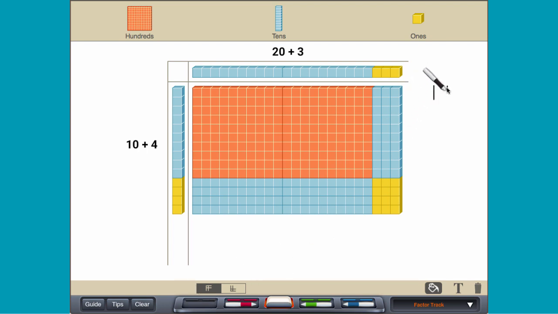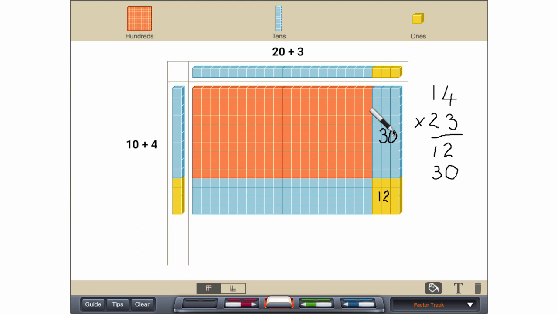To find the product, line up the factors with their ones value. Start by multiplying the ones. 3 ones times 4 ones equals 12 ones. 3 ones times 1 ten equals 3 tens, or 30.